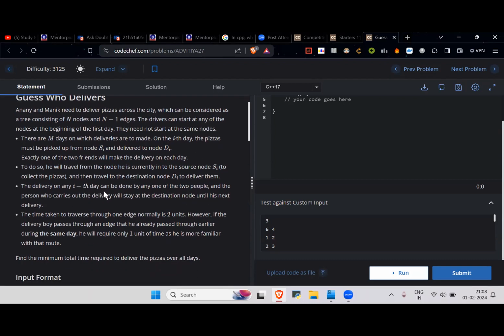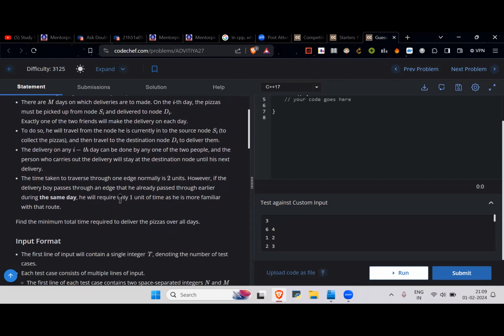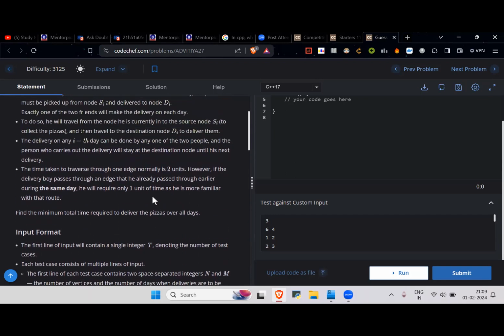Now, while traveling from source to destination, there is one more constraint: for every edge they travel, it will require 2 units of time to travel that edge. But if they travel the same edge twice, the second time, then they don't need 2 units of time. They only need 1 unit of time in that case. So we just need to find the minimum total time required to deliver all the pizzas.